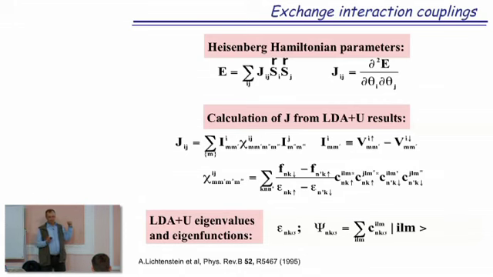From this, we could immediately know not only if this material is ferromagnetic or antiferromagnetic. We could calculate the Curie-Néel temperature. We could calculate the ordering temperature. We could calculate neutron diffraction. And that is directly from LDA+U eigenvalues and eigenfunctions.